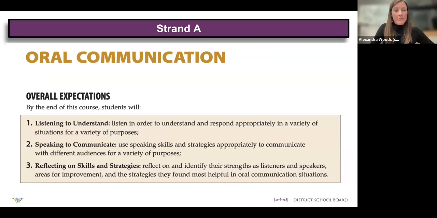So let's take a closer look at the oral communication strand. That's that first one. By the end of the grade 9 English course, students are expected to listen to understand in appropriate ways for a variety of purposes, and to speak, using speaking skills and strategies appropriate to communicate in a variety of different situations for different audiences, and to reflect on their skills and strategies. And that to me is the most important one: students reflecting on their growth, identifying their strengths as listeners and as speakers, and then thinking about what areas they need to work on to improve. And also, what strategies work well for them when they're communicating for different audiences or purposes.